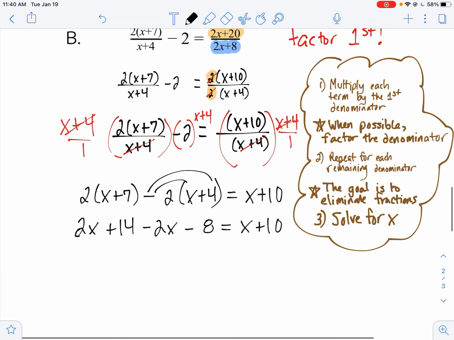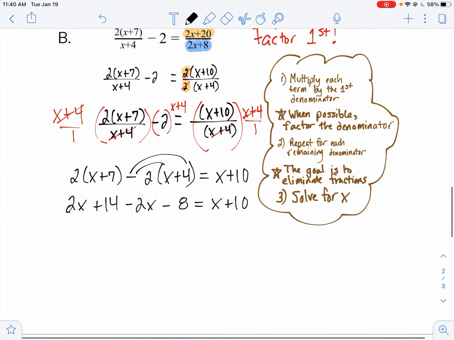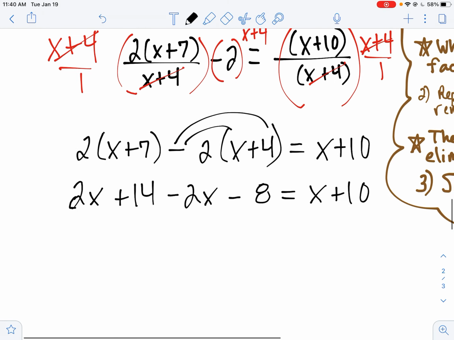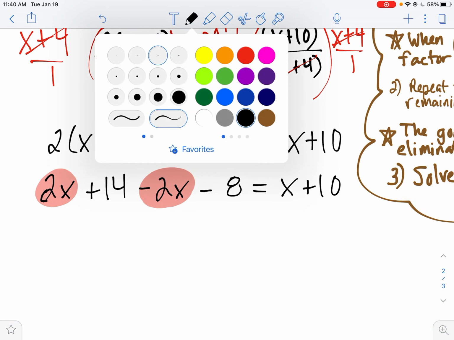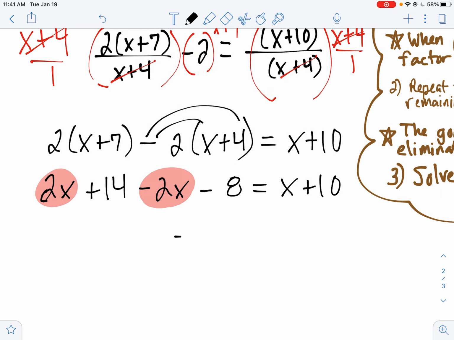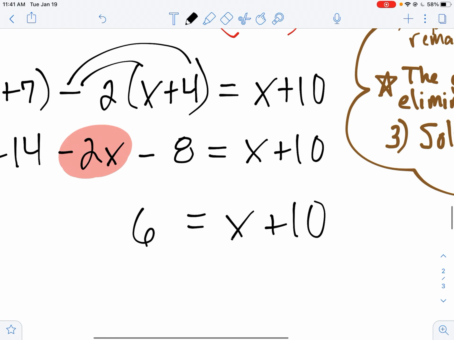So now it says solve for x. Now I've got to go back to my algebra skills. First I'm going to combine like terms. 2x and negative 2x, those cancel out. That's cool. Positive 14 and negative 8 are constant terms, so I'm going to combine those. That leaves me with positive 6. So I just have positive 6 equals x plus 10. What do I do over here? Subtract 10 from each side.